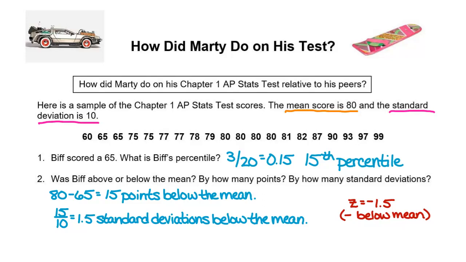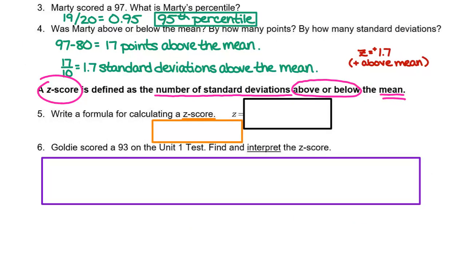So we're going to write down our formula to find a z-score. Walk me through what we did on Marty. Okay, let me switch over to where Marty is again. Walk me through what we did to Marty to arrive at a z-score of 1.7. What did we do first?